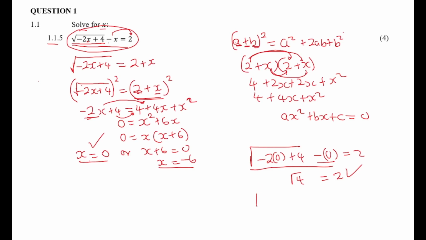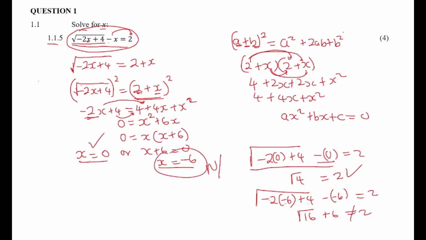Let's try negative 6. So it's going to be the square root of negative 2 times negative 6, and then plus 4 minus negative 6. Is this equal to 2? I doubt. So negative 2 times negative 6, that is positive 12. Positive 12 plus 4, that is 16. So we have square root of 16, and then plus 6. This is not equal to 2. So it means this answer is not applicable. So we just remain with x is equal to 0.